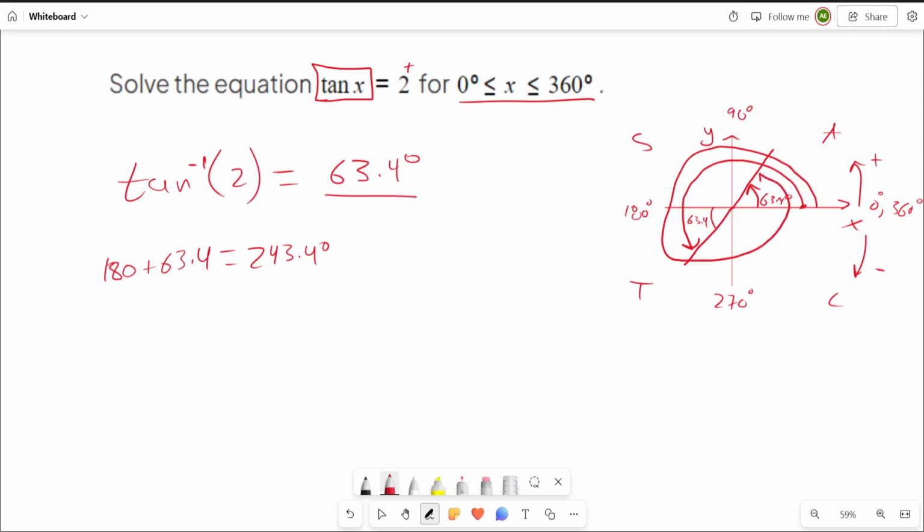And I know to get the next answer, I will need to start from here, going all the way, and then exceeding 360. So I'm not going to take this as an answer. So these two will be my answers.